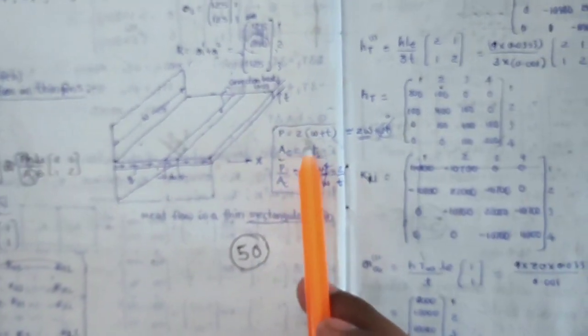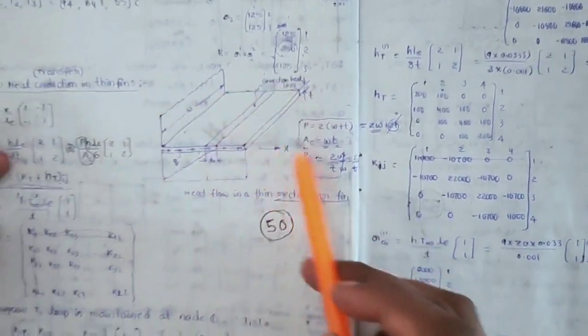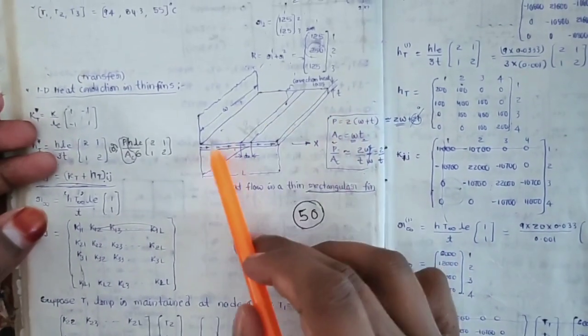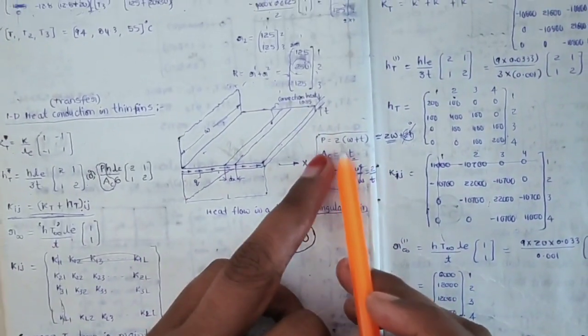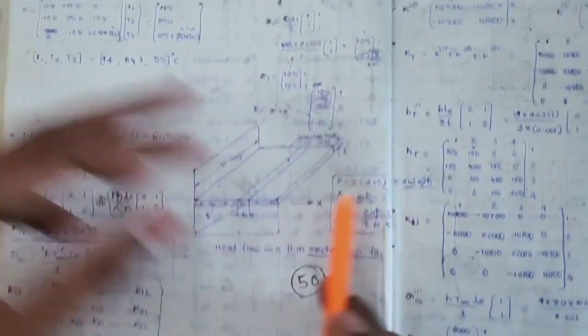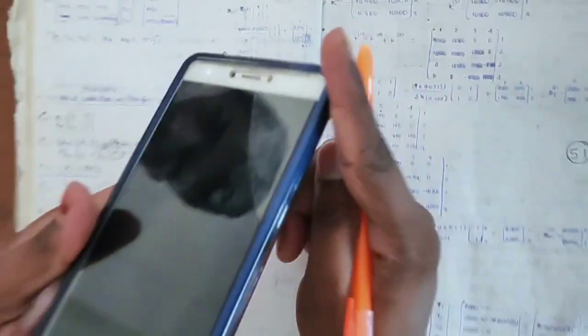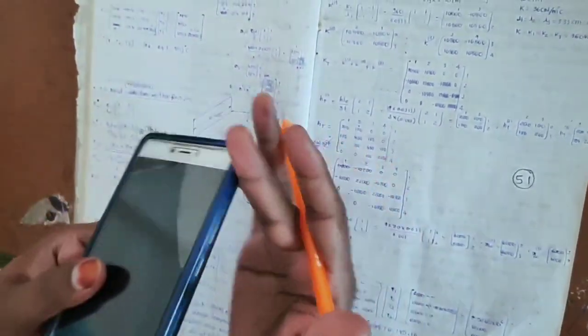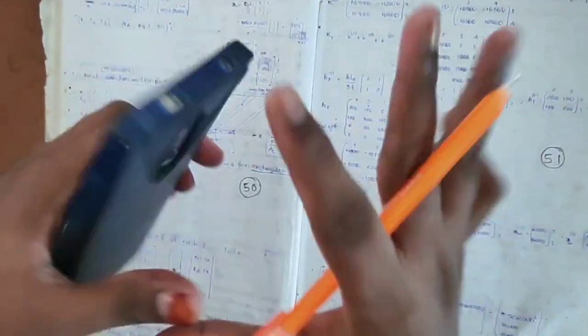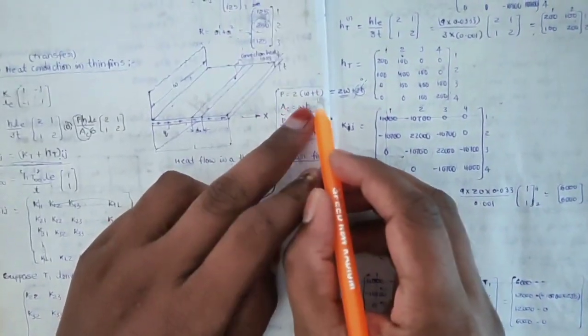Perimeter is 2 into (L plus B). Here there are 2 widths, this width and thickness, also this one and this one. That's why we have the formula 2 into (W plus T). Suppose it is a rectangle, as you know, this is the width, this is the width, and this is some thickness. So 2W plus 2B. Similarly, here also 2 into (W plus T).